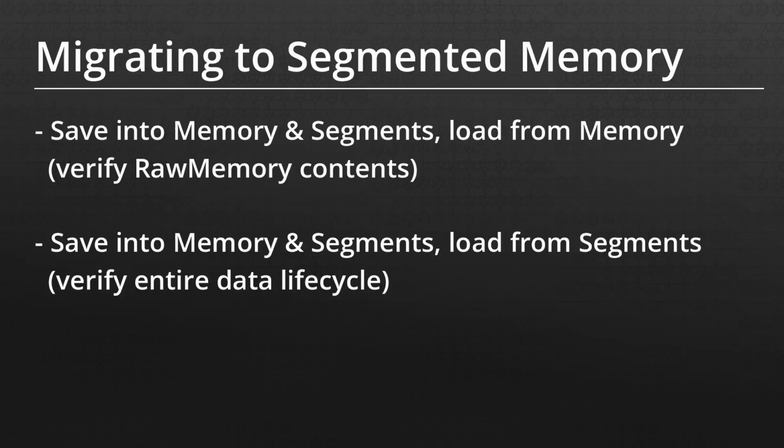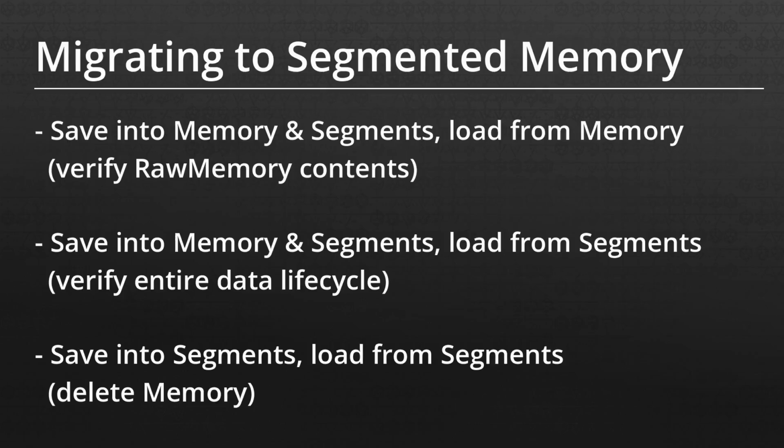I'd recommend doing several rounds of generating new data, ensuring it saves correctly, and then triggering a reset and verifying that the new saved data is also loaded back correctly. Finally, once everything seems to be working, deploy your code which both writes to and reads only from segments. Now you can delete your old memory, and once you do, you should be seeing huge CPU savings.